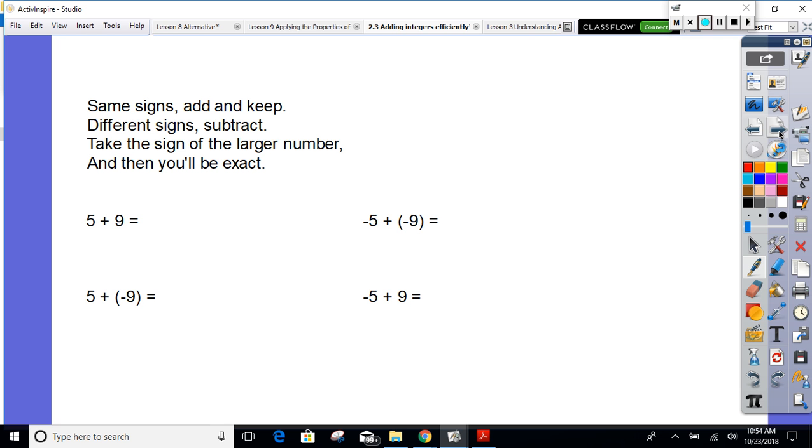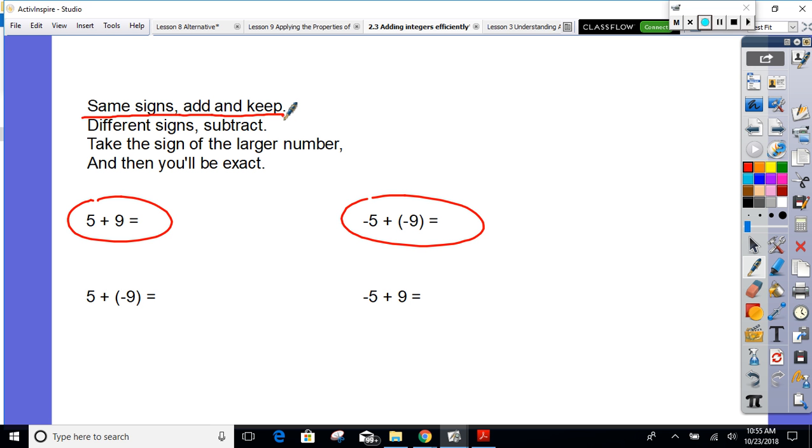Okay, now, we can simplify these rules into a poem or a song. I'm going to read it first and explain each line of it. Same signs, add and keep. So if the signs of the number are the same, for example, for this one, they're both positive. This one, they're both negative. We're gonna add the absolute values of the number and keep the sign.